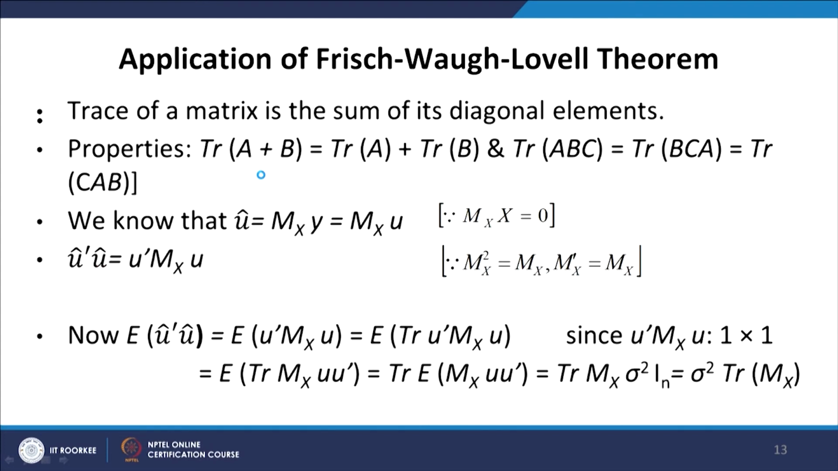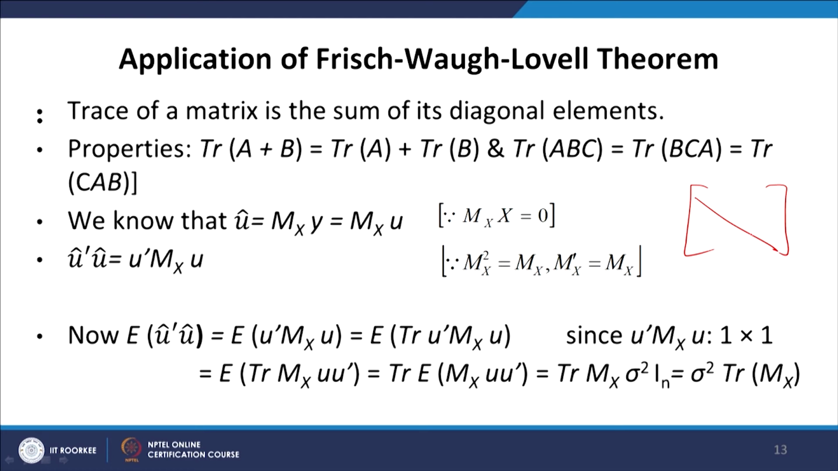Now I explain the application of the Frisch-Waugh-Lovell theorem. While discussing it, I first use another concept, which is the trace of a matrix. The trace of a matrix is the sum of its diagonal elements, right. Properties of trace which are going to be used here are also discussed. First of all, trace of A plus B equals trace A plus trace B, and for different matrices A, B, C, trace ABC is equal to trace BCA equals trace CAB, right.